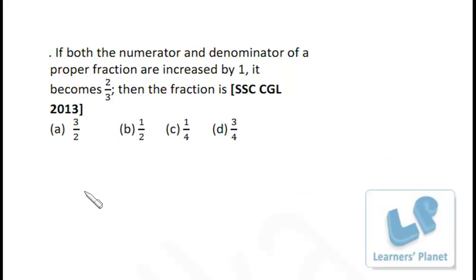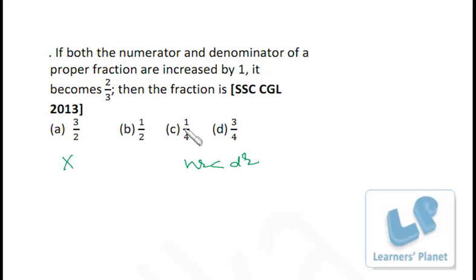If both the numerator and denominator of a proper fraction are increased by 1, it becomes 2 by 3. So what is the fraction? That's very simple. You can just go by options also. See, first of all, both the numerator and denominator of a proper fraction. So option 1 is not actually a proper fraction. In a proper fraction, numerator should be less than denominator. Okay, then only it is a proper fraction.